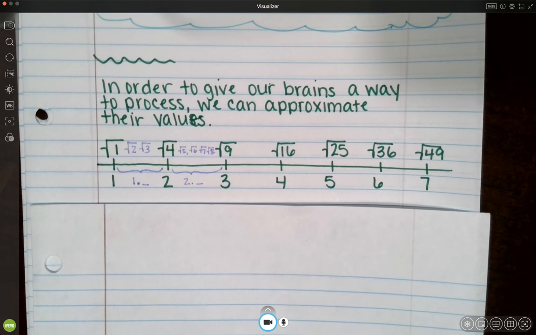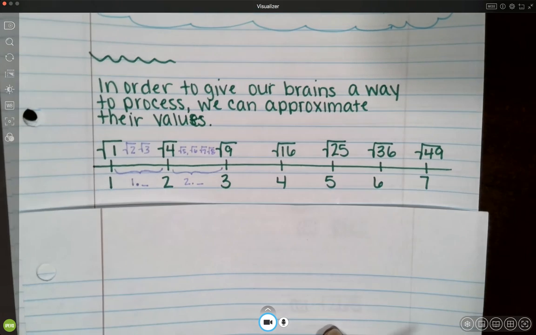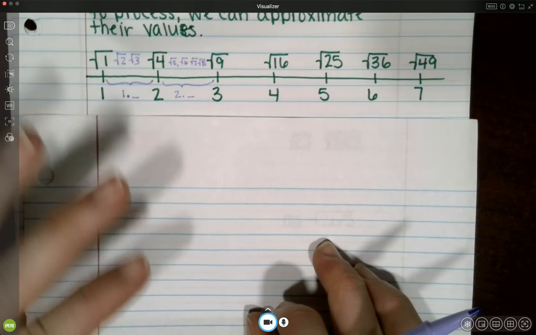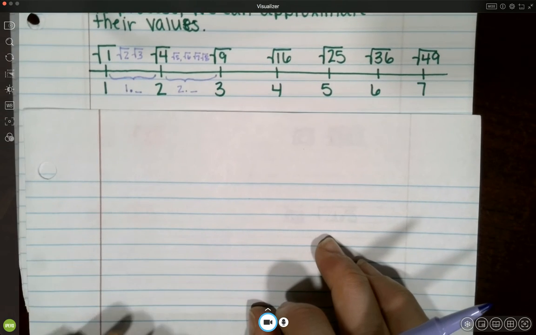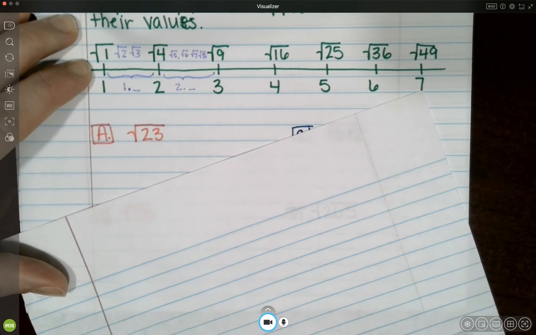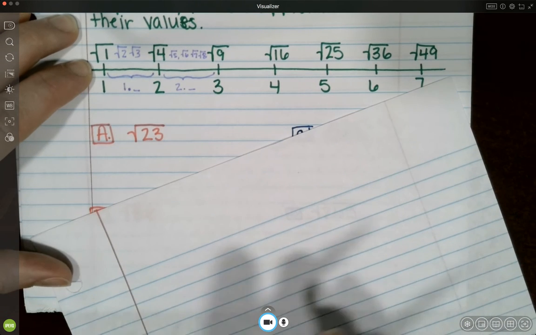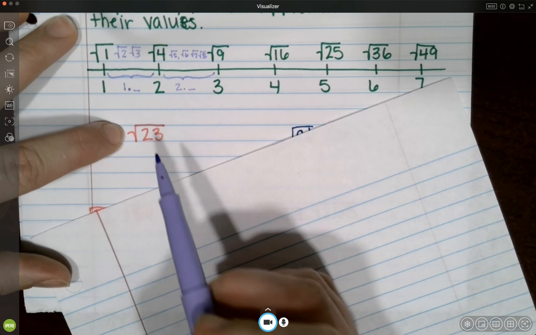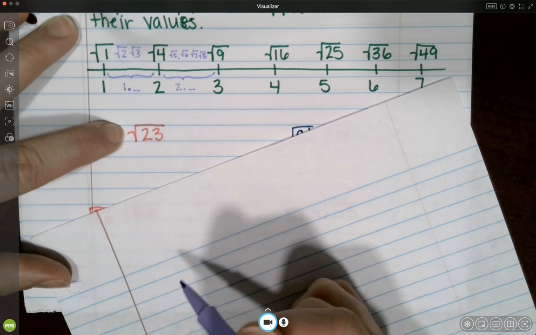All right, so what I'm going to be doing today is showing you two ways that we can approximate these irrational numbers. One of them is going to be by hand to the nearest whole number, and the other will be using our calculator. All right, so the first one that we're going to be working with is the square root of 23. And the question is, what is its approximate value?